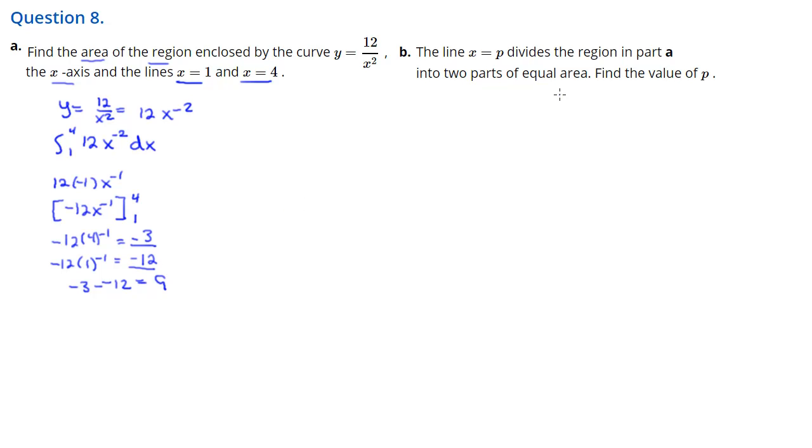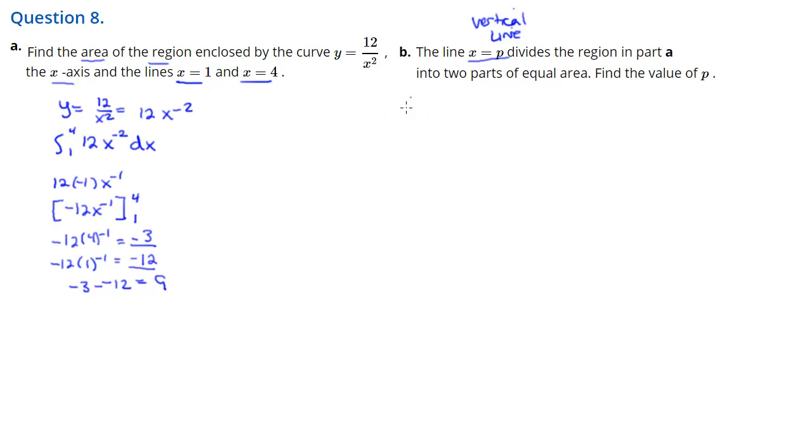Now in the second part, it says the line x equals p divides the region in part A into two parts of equal area. Find the value of p. Now, I don't know what that graph looks like. I could graph it on my graphing calculator, but you won't be able to. But here's the basic idea.